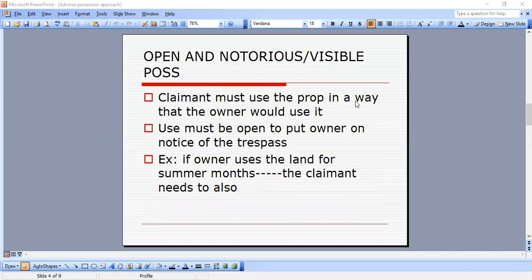So the claimant must use the property in a way that the owner would use it, okay? The adverse possessor must actually use this property as the owner would use it, and use must be open to put the owner on notice of the trespass. It must not be hidden. The owner must have notice of the trespass, okay? Example, if the owner uses the land for summer months, the claimant needs to also only use the land for summer months. So open, notorious, visible possession is the claimant must use the property in a way that the owner would use it, must put the owner on notice, and for example only use it summer months, and that's how the claimant needs to use it.